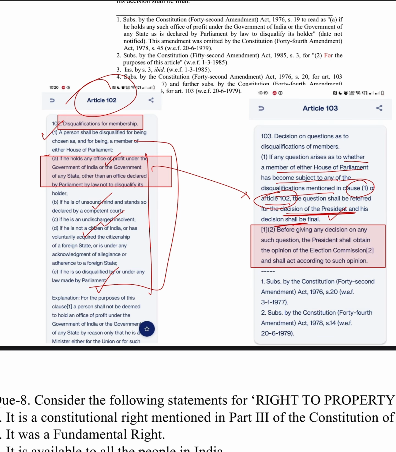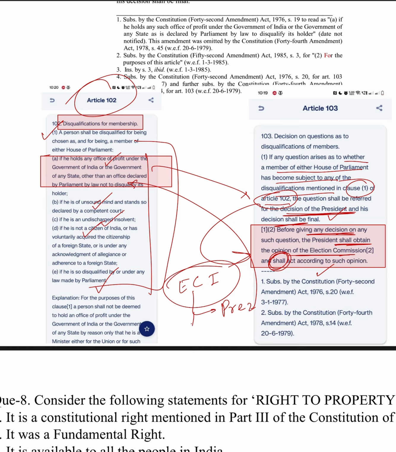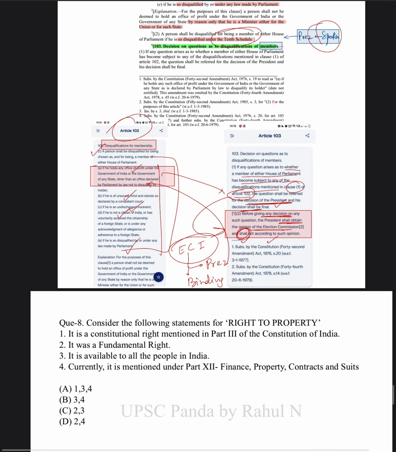प्रेसिडेंट. और इट अगेन सेज, बिफोर गिविंग द डिसीजन द प्रेसिडेंट शैल ऑब्टेन ओपिनियन ऑफ द इलेक्शन कमीशन एंड शैल एक्ट अकॉर्डिंग टू सच ओपिनियन. तो शैल लिखा है, मीन्स इलेक्शन कमीशन ऑफ इंडिया जो बोलेगा प्रेसिडेंट को विद रिस्पेक्ट टू ऑल दिस अनसाउंड माइंड, अनडिस्चार्ज्ड इनसॉल्वेंट, ऑफिस ऑफ प्रॉफिट, सिटीजन, इलेक्शन कमीशन ऑफ इंडिया का जो ओपिनियन है दैट इज बाइंडिंग. तो शैल एक्ट. ठीक है, क्लियर? आई होप नाउ इट इज वेरी वेरी क्लियर.